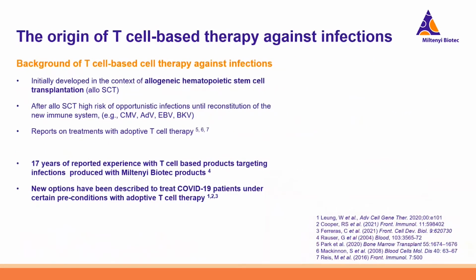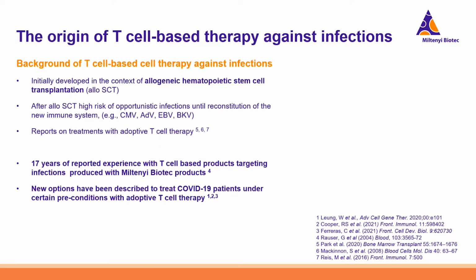First, some background information on T-cell-based therapy against infections. This treatment was originally developed in the context of allogeneic HSCT. Until the reconstitution of their new immune system, these patients are at high risk for opportunistic viral infections such as CMV, ADV, EBV, or BKV. Antiviral drug-resistant cases have been treated with adoptive T-cell therapy.